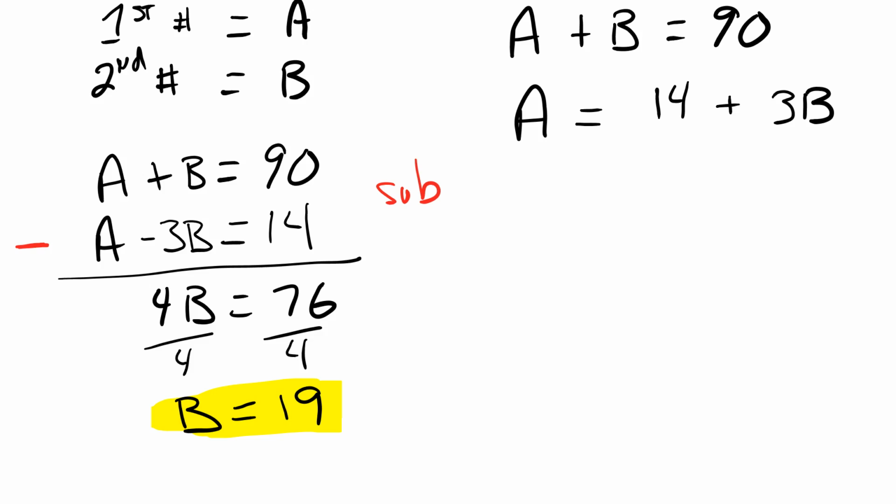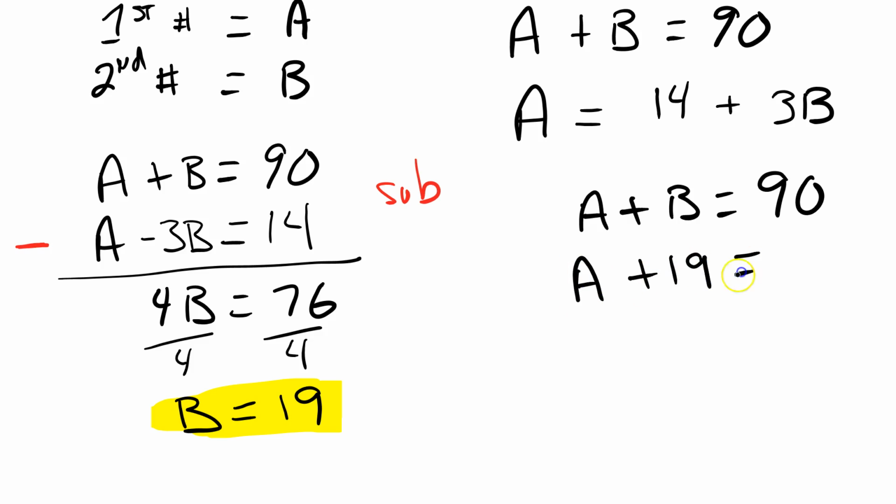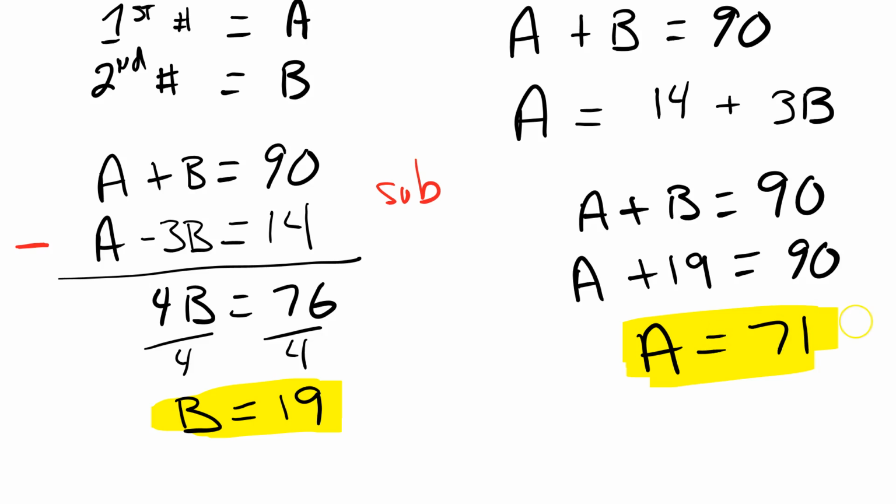Well, what's that first one? So again, I go back to either one of my original equations. I think this equation is a little bit easier to work with. So A plus B equals 90. Change my B to 19. A plus 19 is 90. Isolate the A and subtract 19. So 90 minus 19. My A, or the first number, is 71. So I've got my first number at 71, my second number at 19.